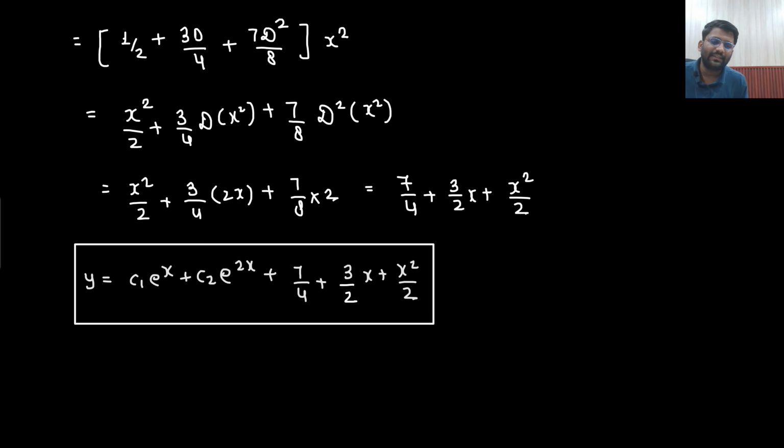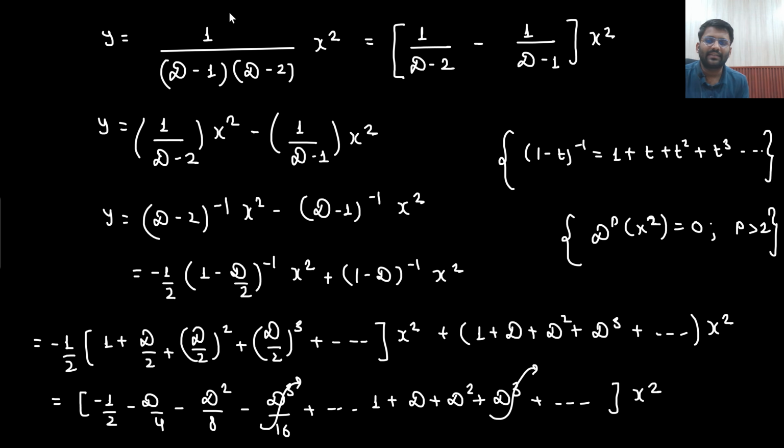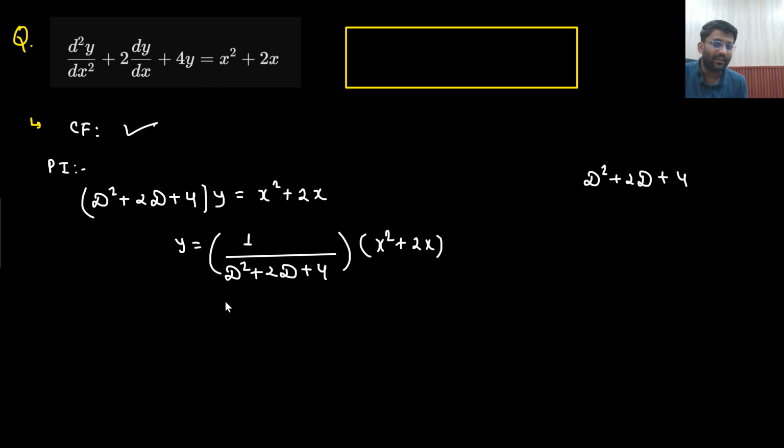Previously it was d square minus 3d plus 2. Sir, I could separate them like this: d minus 1, d minus 2, because there were real roots. I could separate them, and then very easily I could do the partial fraction. But here, partial fraction is difficult. Right?